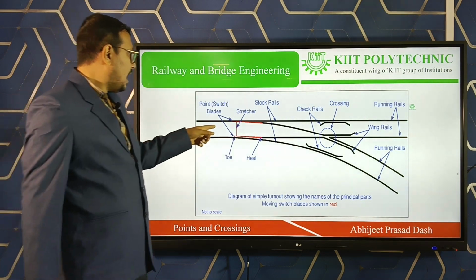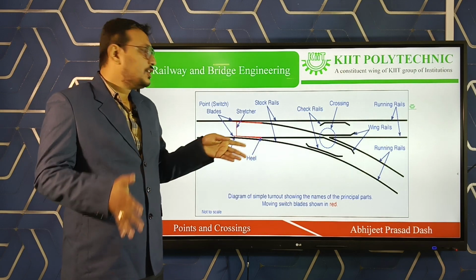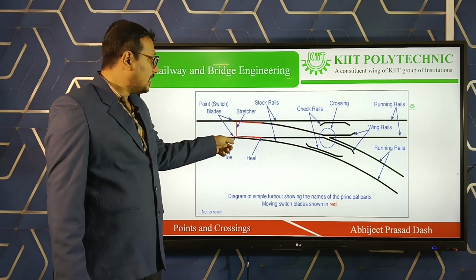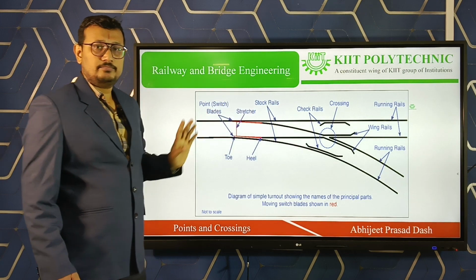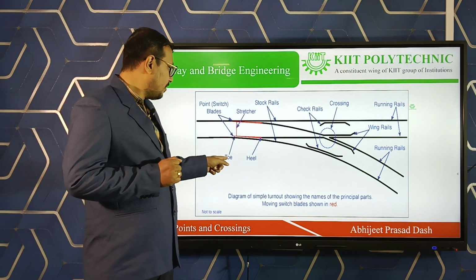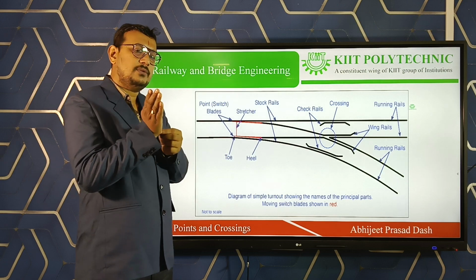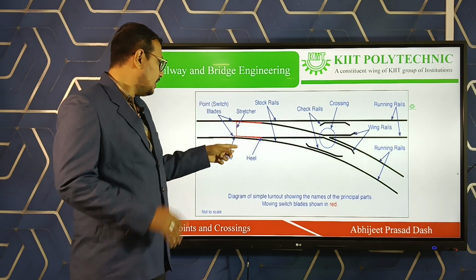Stretching it with a stretcher bar. This vertical red line is called the stretcher, keeping the blades apart. So starting from the toe, ending with the heel, as your foot, starting with the toe, ending with the heel, toe, heel.